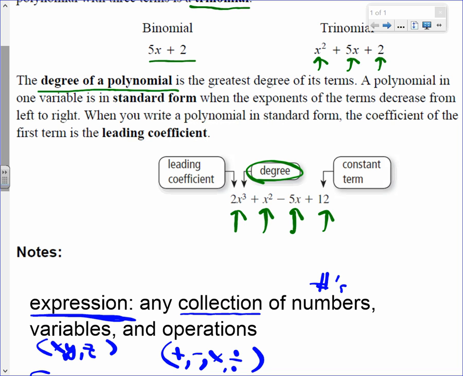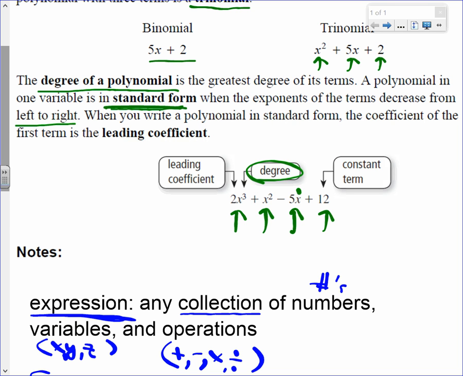A polynomial in one variable is in standard form when the exponents of the terms decrease from left to right. Look at how it's written. The highest exponent is 3, second highest is 2, third highest is 1. Remember, if it's not there, it's automatically a 1. And then no exponents for any variables. So we call this standard form if it's written from highest to lowest exponent.